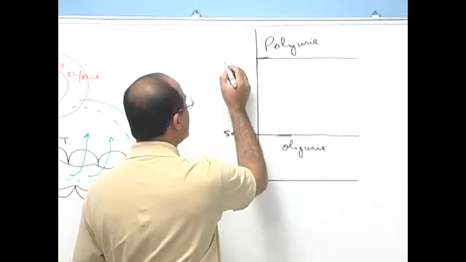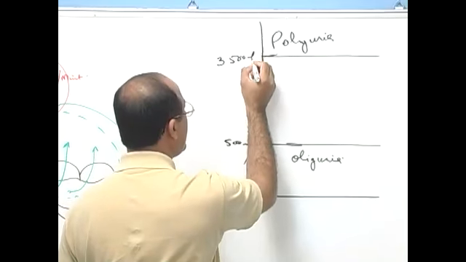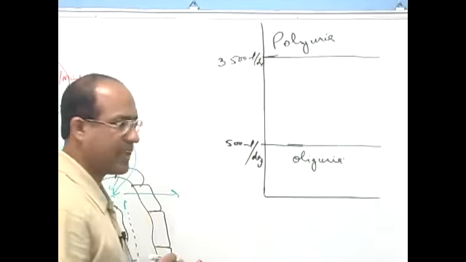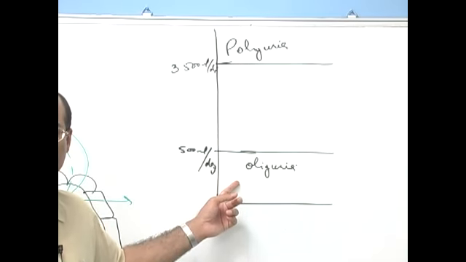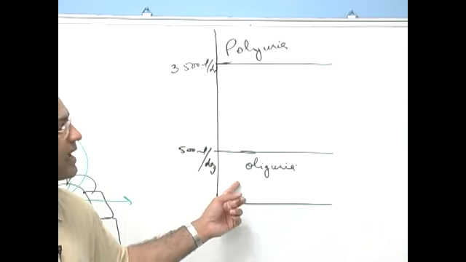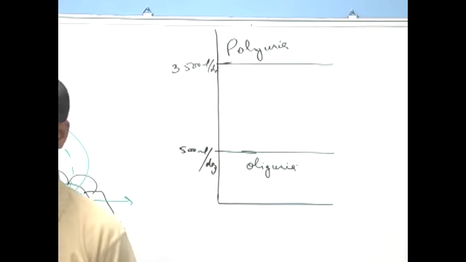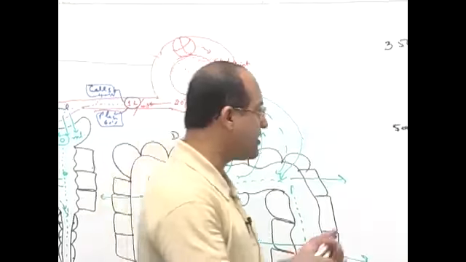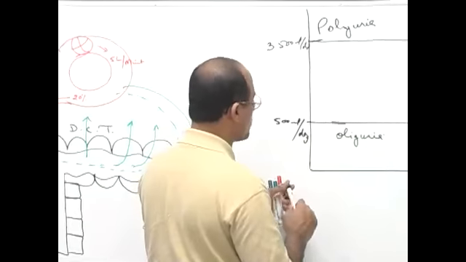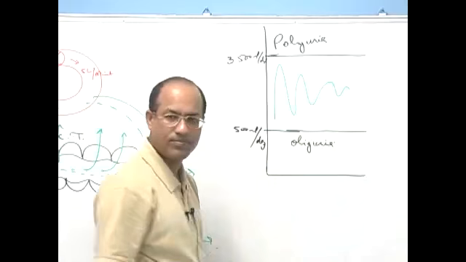That is more than 3500 ml per day. So again, anyone who produces urine less than half liter per day should be considered oliguric, and anyone who produces urine more than 3.5 liters per day should be considered polyuric. And it means anyone who is producing urine output somewhere in between should be considered normal.